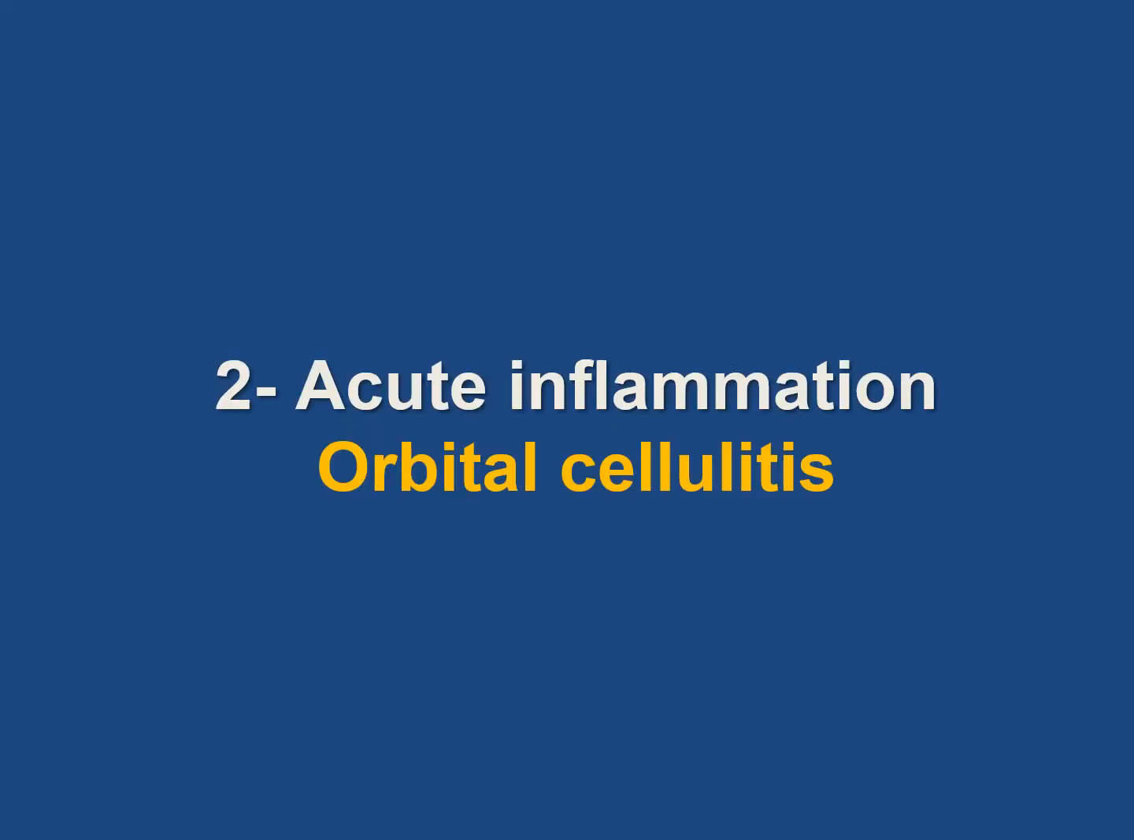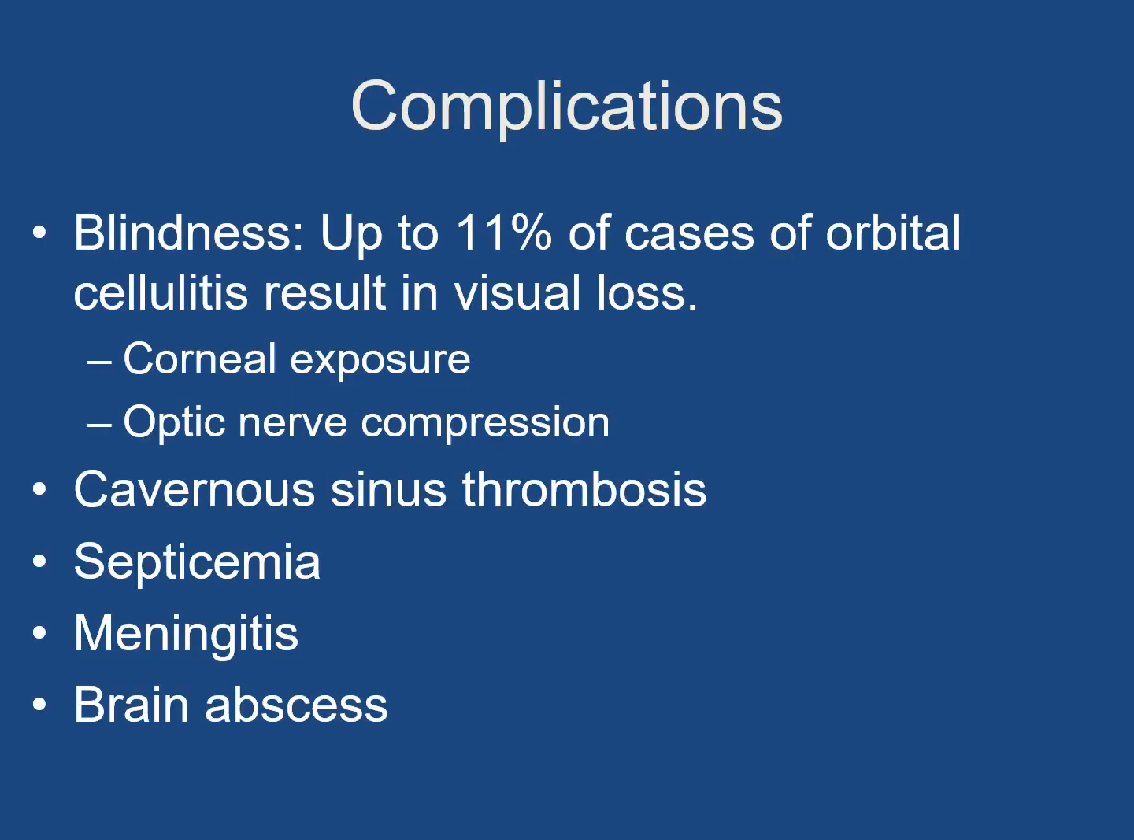Acute orbital inflammation is usually called orbital cellulitis. Severe complications can result from orbital cellulitis, like cavernous sinus thrombosis, blindness due to either corneal exposure or optic nerve compression, septicemia, meningitis, and brain abscess.